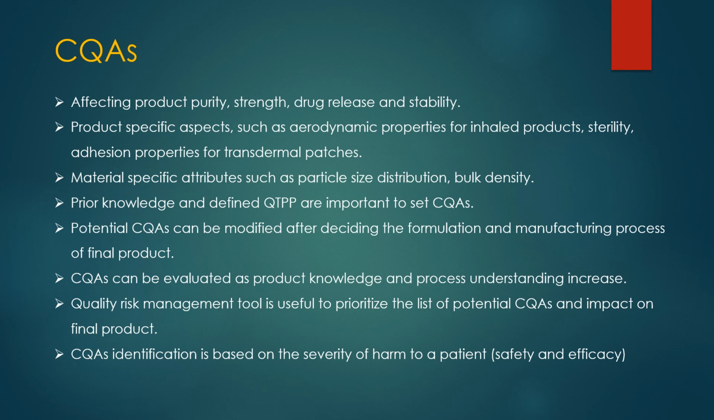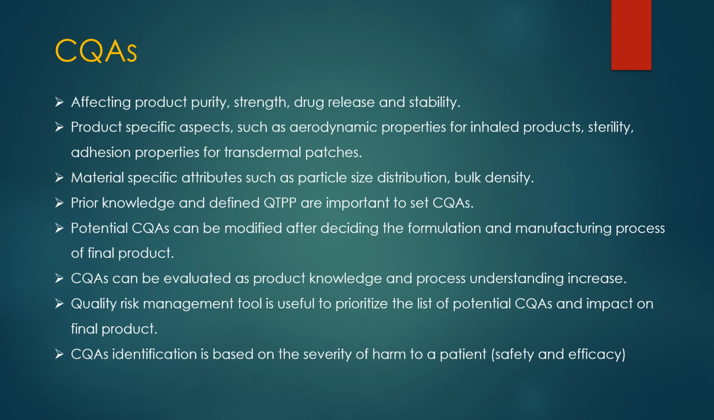Prior knowledge and defined QTPP are important to set CQAs. Potential CQAs can be modified after deciding the formulation and manufacturing process of the final product, without compromising product quality, safety, and efficacy. CQAs can be evaluated as product knowledge and process understanding increase. Quality risk management tools are useful to prioritize the list of potential CQAs and their impact on the final product. CQA identification is based on the severity of harm to the patients.